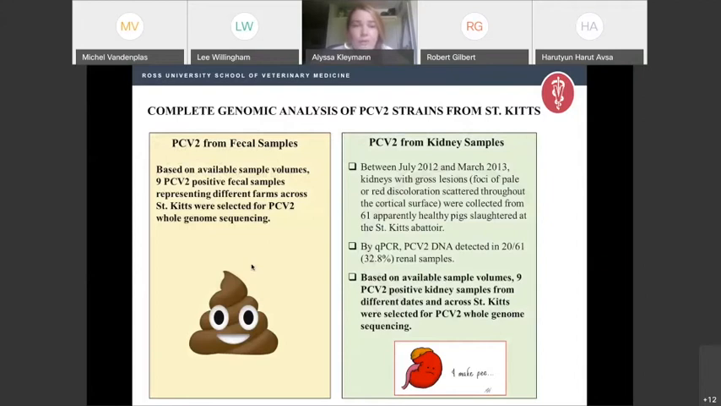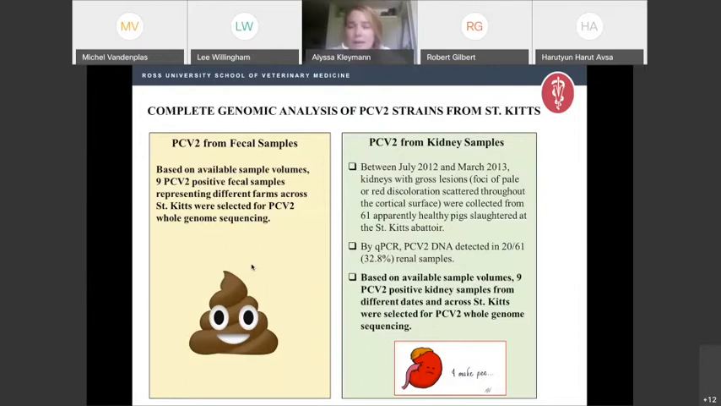So from here, we then wanted to move forward and look at the complete genome of PCV2. For the fecal samples, based on available sample volumes, we chose 9 PCV2 positive fecal samples representing the different farms across St. Kitts for whole genome sequencing. Now at this time, we thought it would be nice to add an additional part to the study, to enhance the study by looking at kidney samples and to see if PCV could be detected from kidney samples.